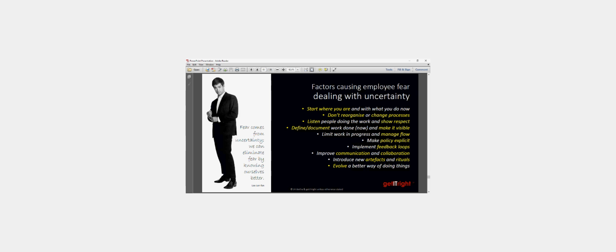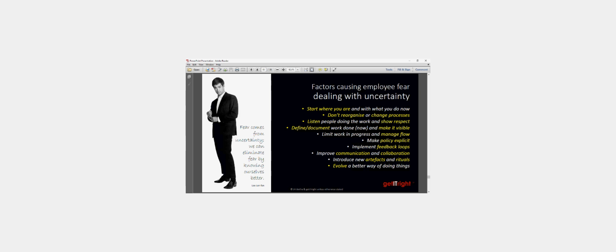Don't reorganize. Don't change the process. Just document. Just define it. Just identify where you can measure success criteria within the way that you do things and start measuring that. How do you do that? You do that by going to source. And then we talk about going to Gemba. You go and talk to the people who are actually doing the work.